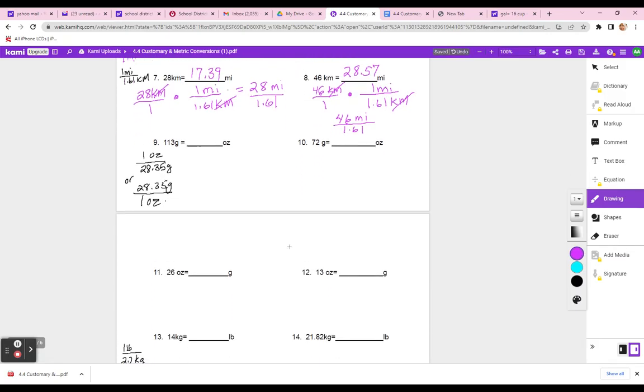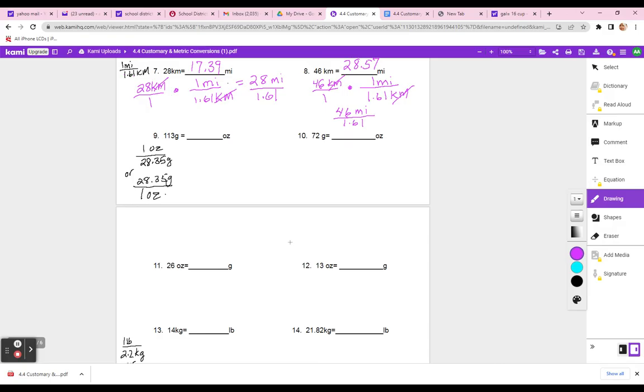All right, we're going to keep going. The next one, we're going from grams to ounces. So you're going to need this conversion factor right here. 1 ounce is 28.35 grams, or 28.35 grams is 1 ounce. So we'll start with what we're given, 113 grams over 1 times our conversion factor. We want grams to divide out. So grams have to appear on opposite sides. So I need this conversion factor right here. So 1 ounce is 28.35 grams.